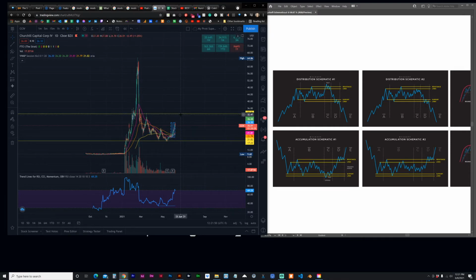And then they'll do the opposite and do a markdown. And they'll start sending the price back down. So they're testing you this way. And that's how they put you through this roller coaster of emotions.